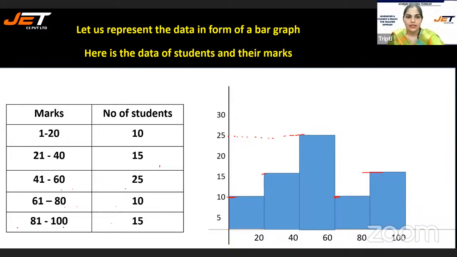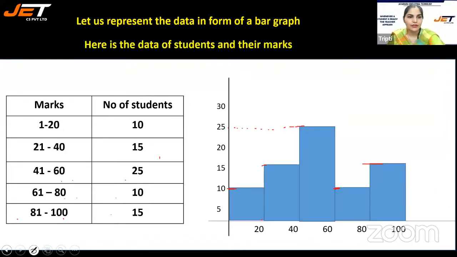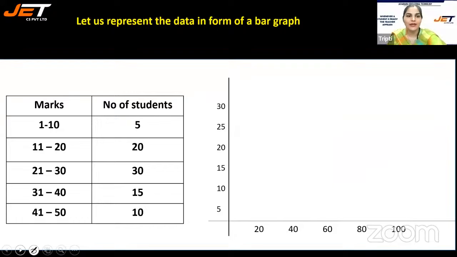So we'll go to the next question now. This is the next question. Wait, I think we have done this. No, this is different. So here it was 1 to 20 and this is 1 to 10. Range from 1 to 10.